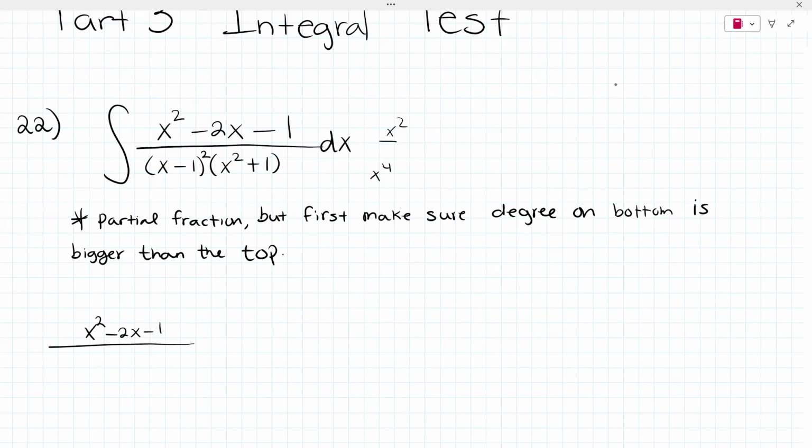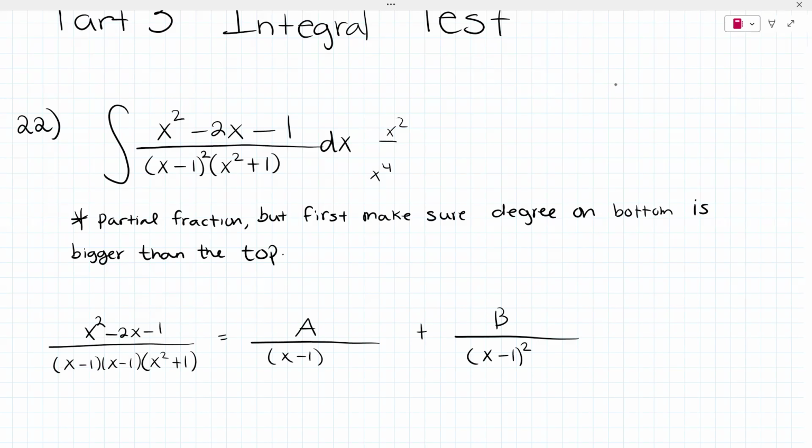And (x minus 1) squared could be broken down as really x minus 1 times x minus 1. And x squared plus 1, that's just x squared plus 1, equals. And then we're going to break it down like this. See, x minus 1 is a linear. And then (x minus 1) squared. The third term is x squared plus 1.